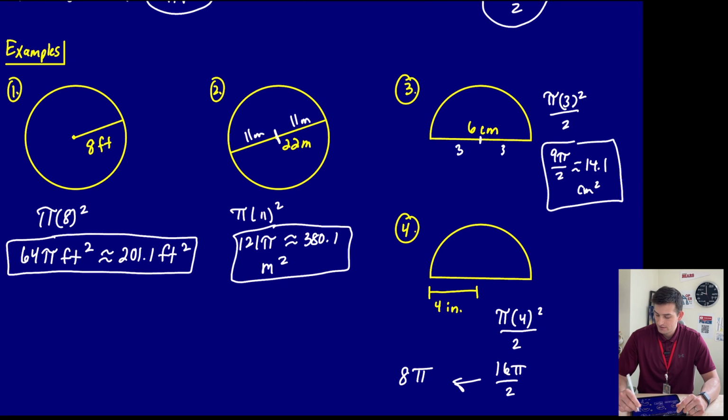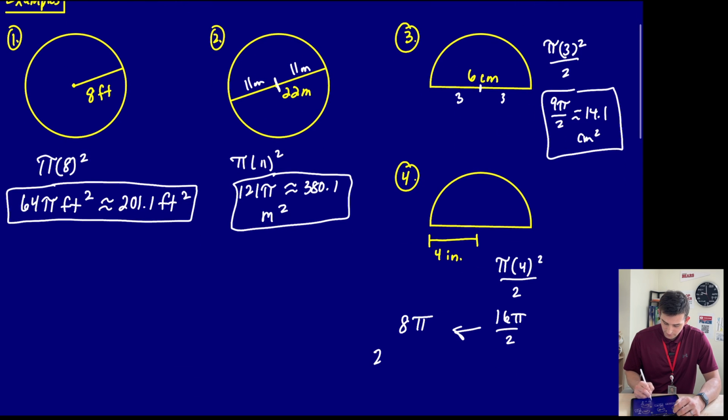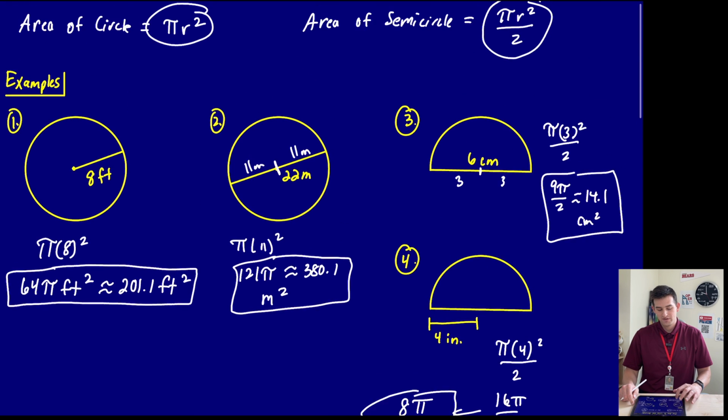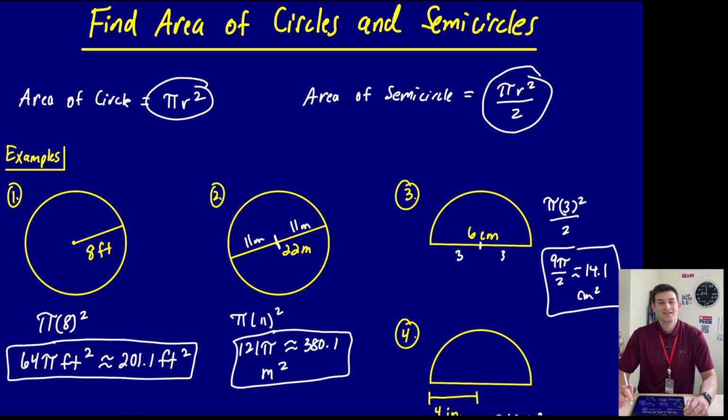But if we want to round to the nearest tenth, we could write that as 25.1. So this would be 25.1, and this one is square inches. Okay? All right, and that's how we can find the area of a circle and a semicircle.